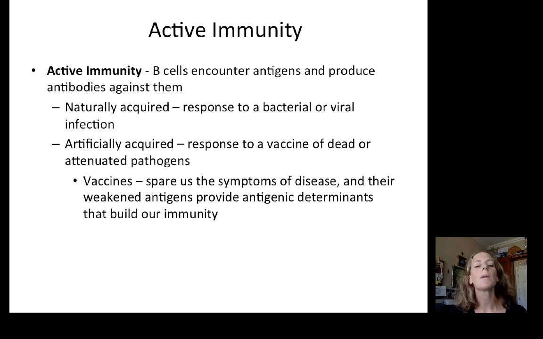This is what we call active immunity. B cells encounter antigens to produce antibodies against them. This can be natural, in response to a regular bacterial or viral infection, or it can be artificial, in the case of a vaccine. But either way, the patient is exposed to a bacteria or virus molecule, or a portion of that bacteria or virus, that is either naturally or artificially put into the body, and that will cause memory cells to help against infection later.